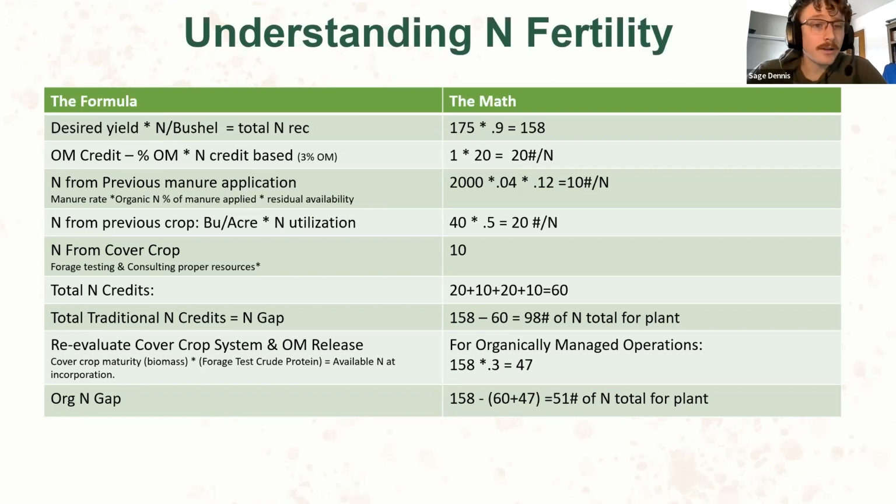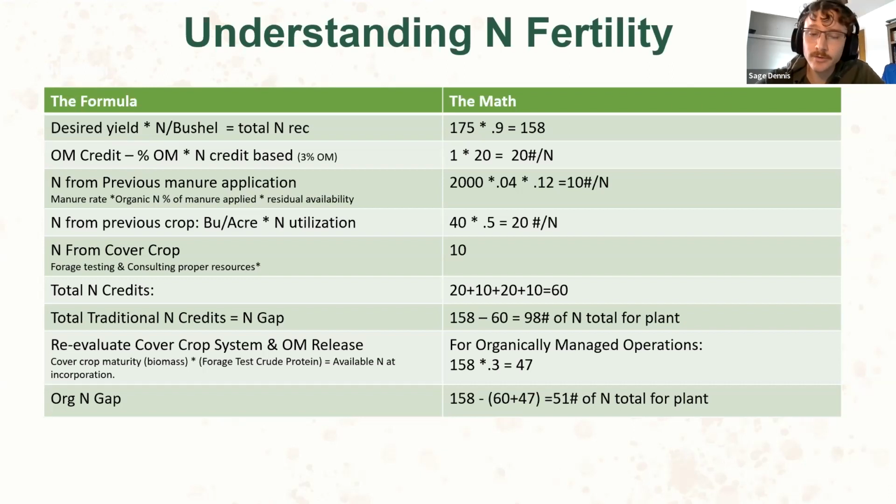I also looked at my organic matter credit. Depending on where you're located, you want to look at your local extension agency. Since I'm based here in Pennsylvania, I looked at Penn State's guidelines, and they state that for every 1% organic matter above 2%, you give yourself 20 units of nitrogen credited towards your fertility. Well, we have 3% organic matter, so I'm going to give myself 20 pounds of nitrogen.